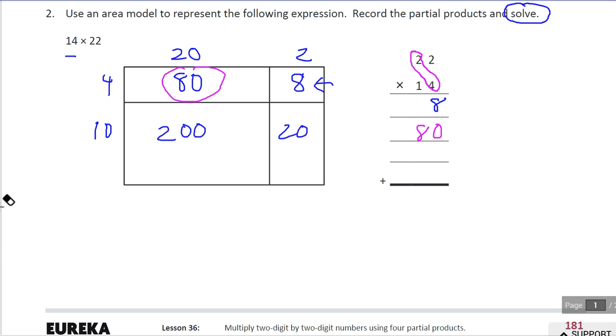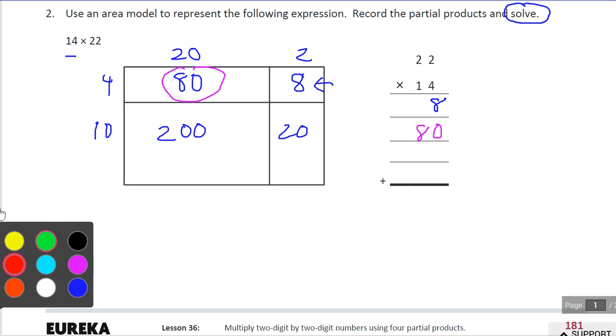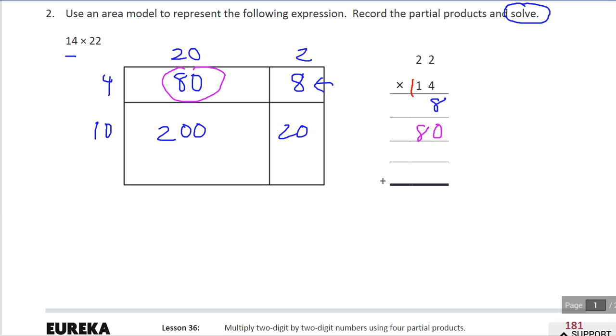Then next we're going to look at the 1 here, but the 1 here is not actually a 1. The 1 is actually a 10. If we look at this one right here, this is actually a 10, and that's times 2. So it's actually 10 times 2, which is going to be 20, which is actually this one right here.